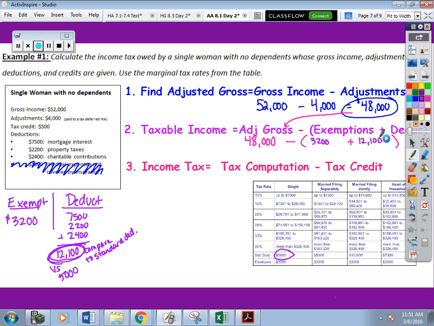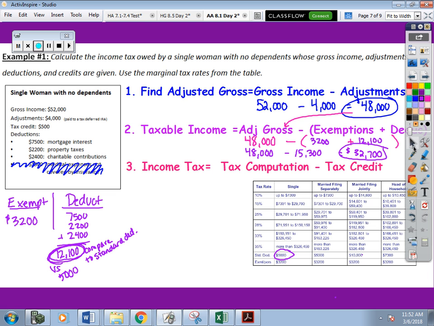And then it's up to you whether you just want to punch that all in your calculator or if you actually want to add them and then subtract them using order of operations. And we will get 32,700. Again, not too bad, but you do have to do a little bit of searching on your sheet to figure out what are your exemptions and what are your deductions, because those aren't always just straight given to you.